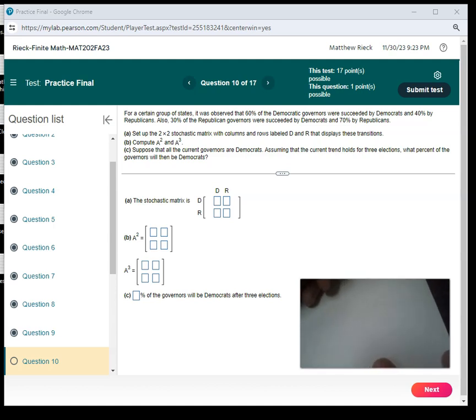All right, so we have, for a certain group of states, it was observed that 60% of Democratic governors were succeeded by Democrats and 40% by Republicans, and 30% were succeeded by Democrats and 70% by Republicans.